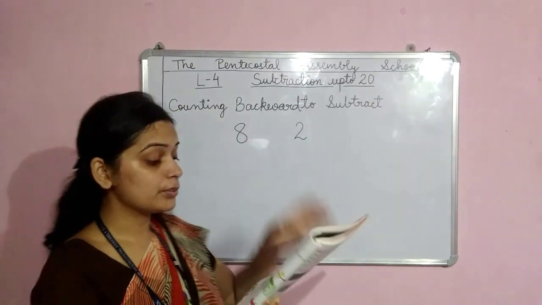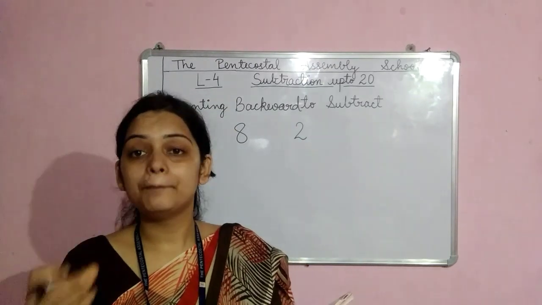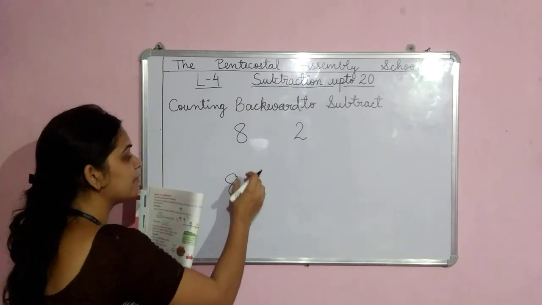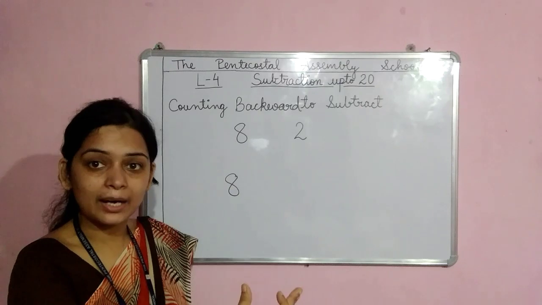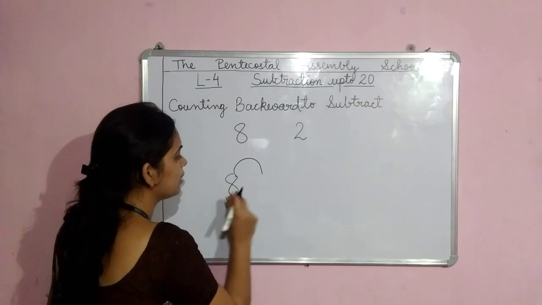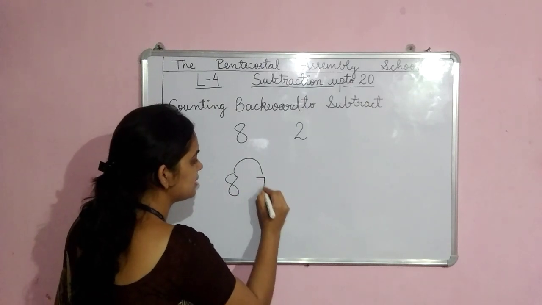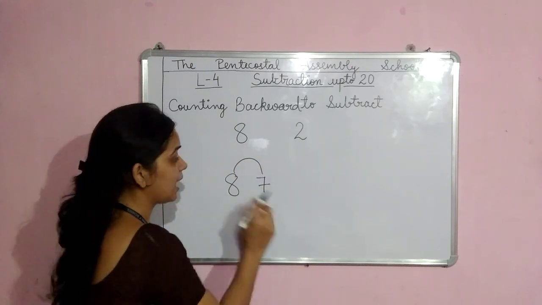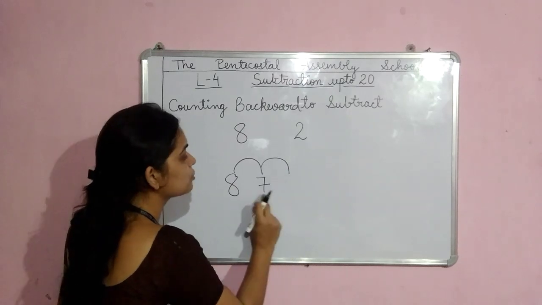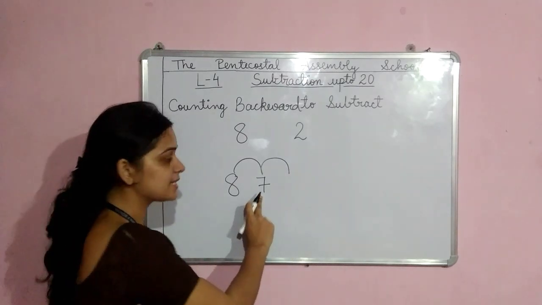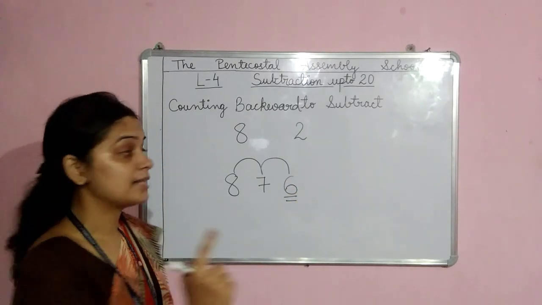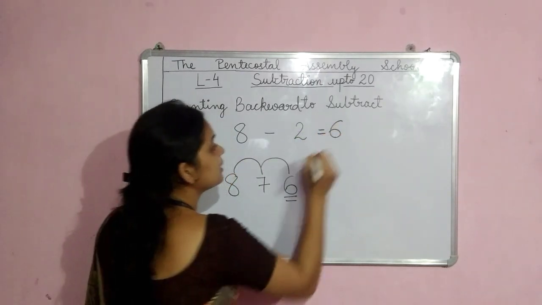So in backward counting, we will start with the bigger number. We'll start with the bigger number and we have to go 2 steps backward. 2 steps. So 1 step. Before 8, what comes? 7. We have to go 2 steps, I have only done 1 step. Now again you have to go 1 more step. So before 7, what will come? 6. Understood? So what is the answer? 6 is the answer. So 8 minus 2 equal to 6.